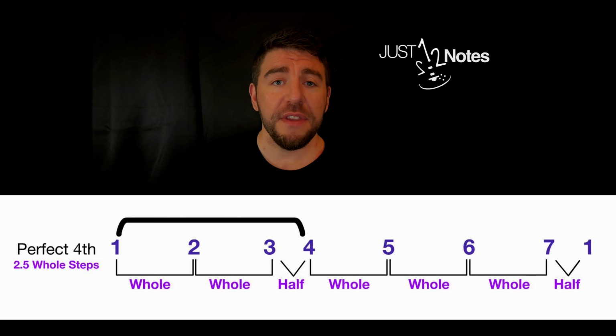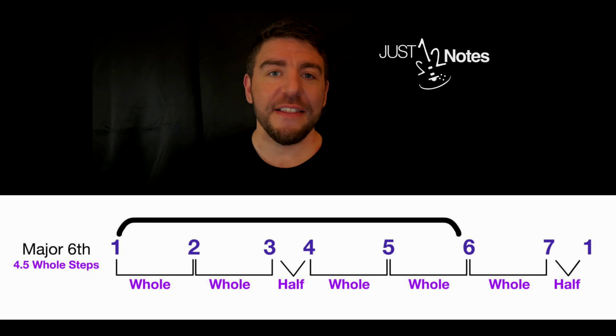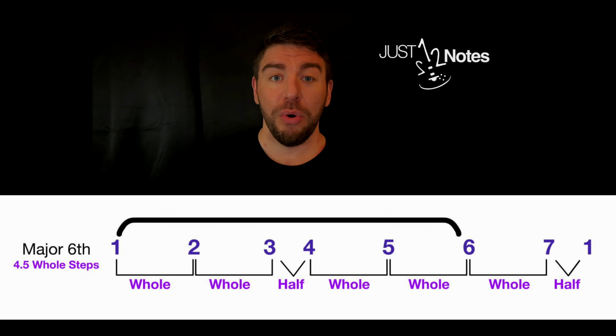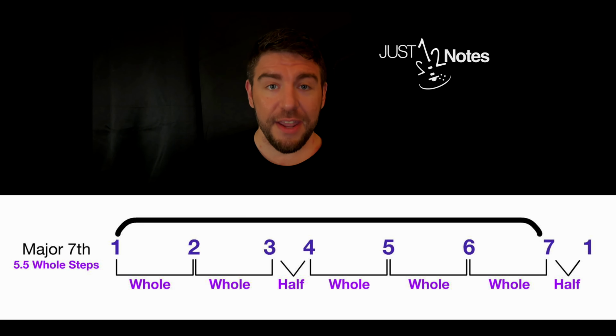A perfect fourth is the distance between 1 and 4, which is 2.5 steps. A perfect fifth is the distance between the notes 1 and 5, or 3.5 steps. A major sixth is the distance between 1 and 6, or 4.5 steps. A major seventh is the distance between 1 and 7, or 5.5 steps.